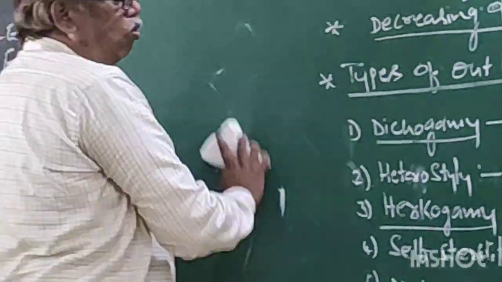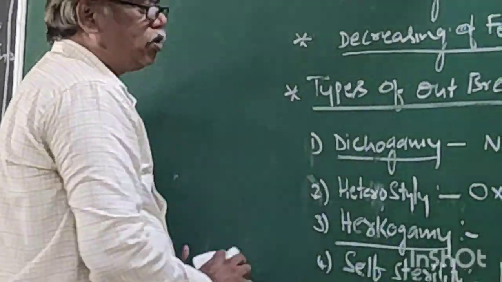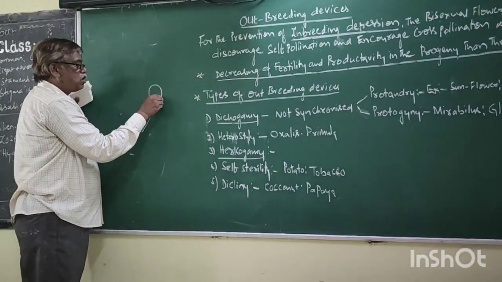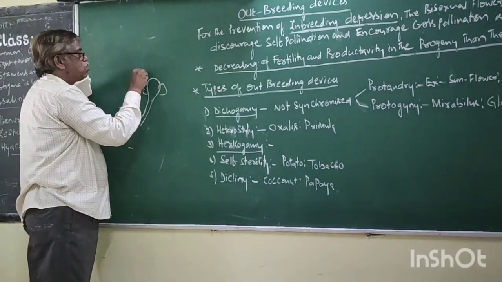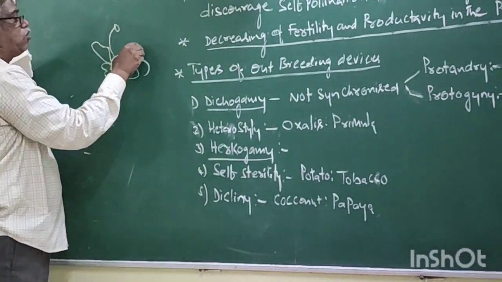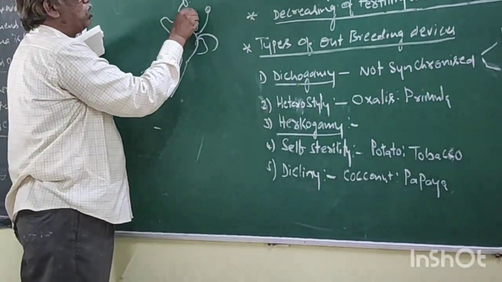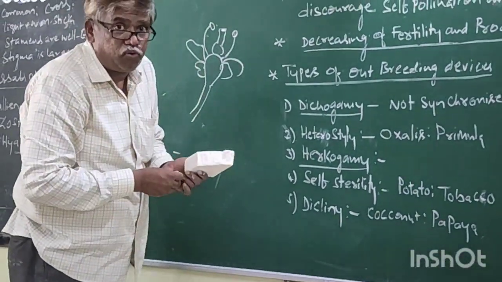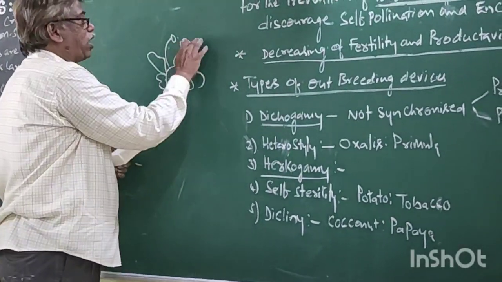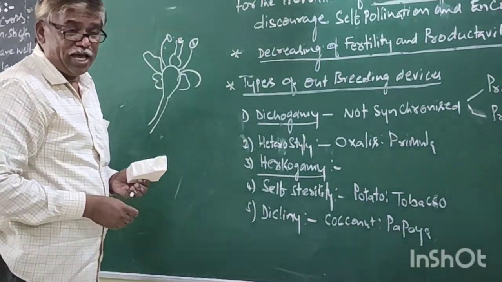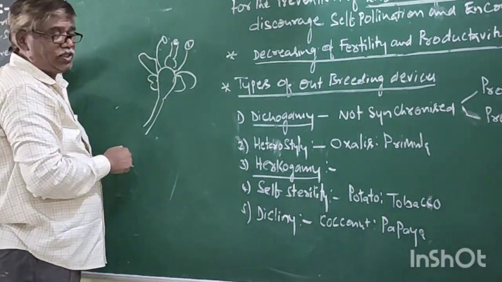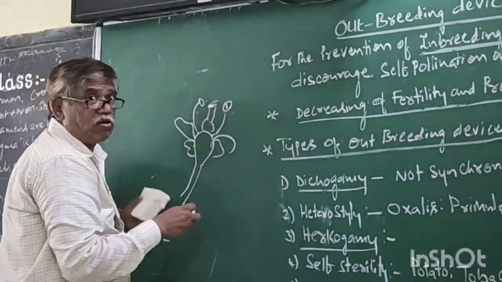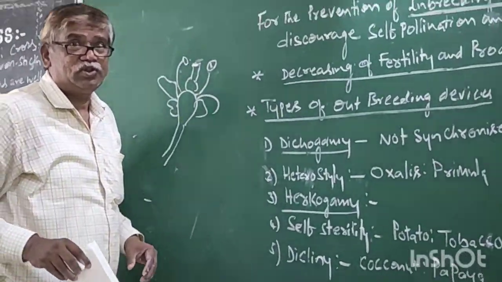Now, what is dichogamy? For example, I am taking a bisexual flower with pedicel, thalamus, sepal, petal. What is this? Stamens and anther. And what is this? Stigma. What is the function of the stigma? Receiving pollen. Now, what is this? Anther. Dehiscence of anther. But receptivity of the stigma is not attained.